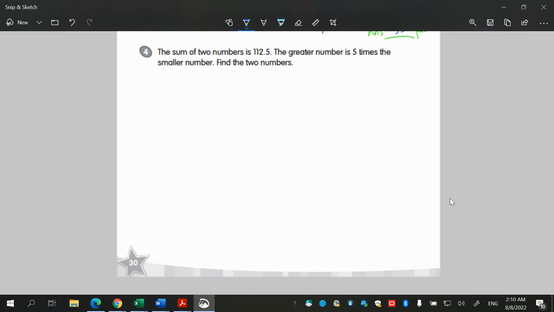Okay, hi everybody. We're looking at the next question. Question 4 for 5B workbook, page number 30, looking at decimals, level 2 problems.